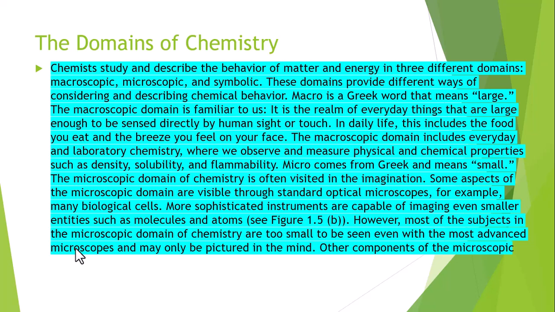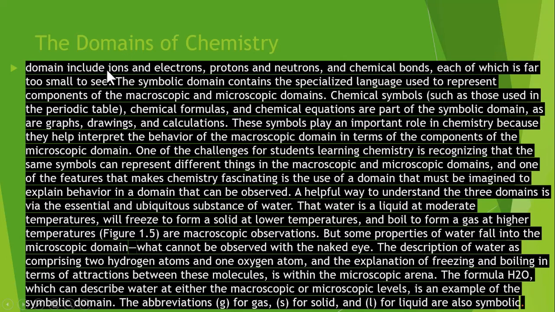Let's read this again. However, most of the subjects in the microscopic domain of chemistry are too small to be seen even with the most advanced microscopes and may only be pictured in the mind. Other components of the microscopic domain include ions, electrons, protons, and neutrons, and chemical bonds, each of which is far too small to see. Okay, that's fine.